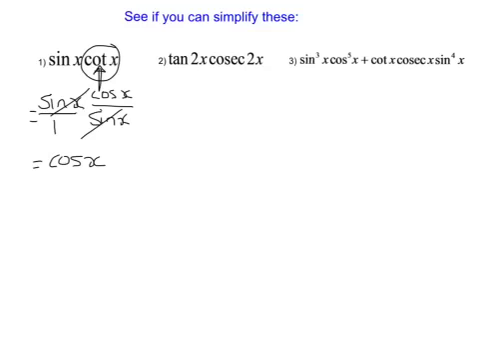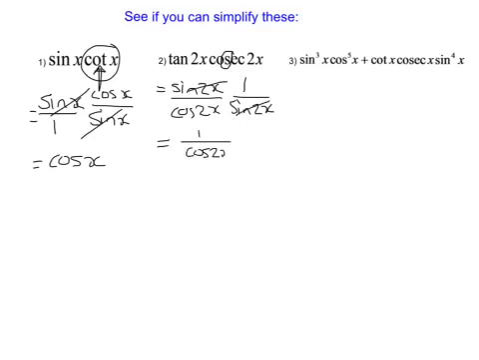Okay, number 2. So we've got tan 2x, which is sin 2x over cos 2x. And then we've got cosec 2x, third letter is s, so that's 1 over sin 2x. Sin 2x cancels sin 2x, and we get 1 over cos 2x. And then we can put that into a nicer form using sec. Sec 2x is 1 over cos 2x.